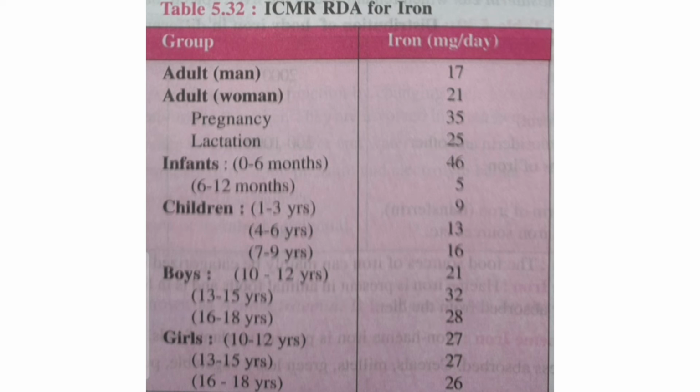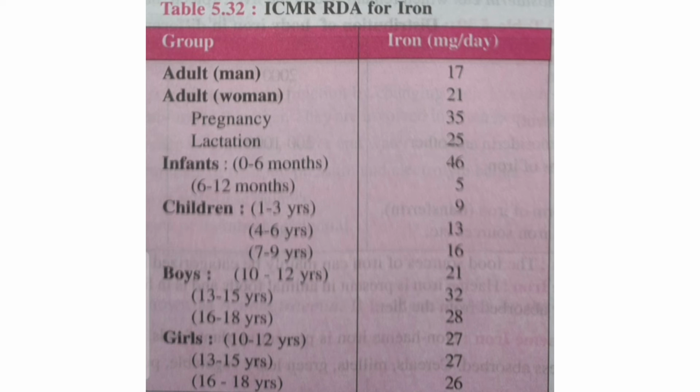For the infants, for 0 to 6 months, it is 46 mg. After that, from 6 to 12 months, it is 5. Children for 1 to 3 years, it is 9. For 4 to 6 years, it is 13. For 7 to 9 years, it is 16. So slightly increasing day by day.